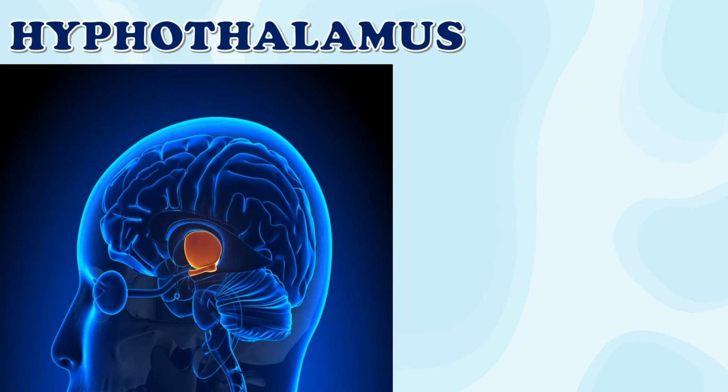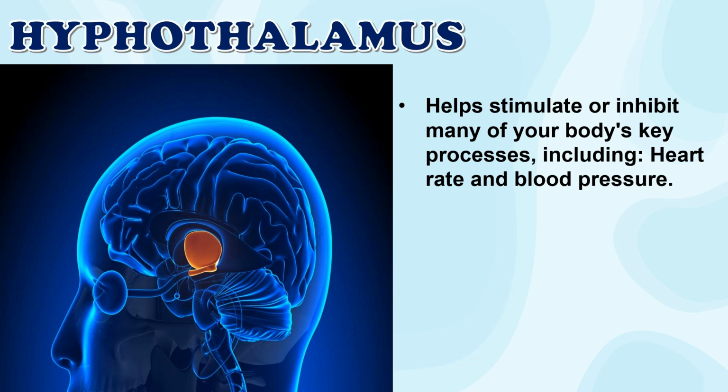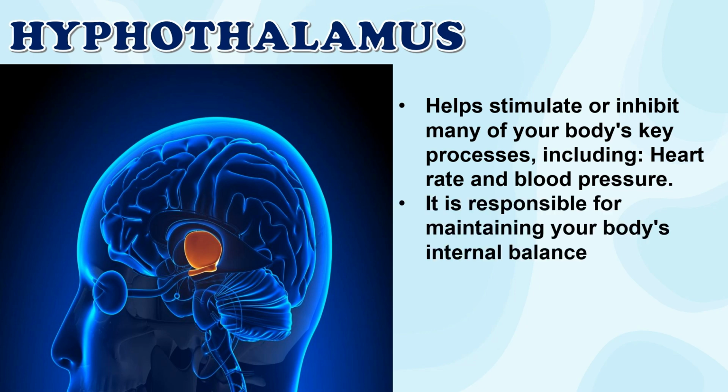Then next we have the hypothalamus. It helps stimulate or inhibit many of your body's key processes, including heart rate and blood pressure. Internal balance is what the hypothalamus typically works toward, because that is its responsibility. It releases thyrotropin hormones, which are the main hormones released by our hypothalamus. So it is responsible for maintaining your body's internal balance, as I said earlier.